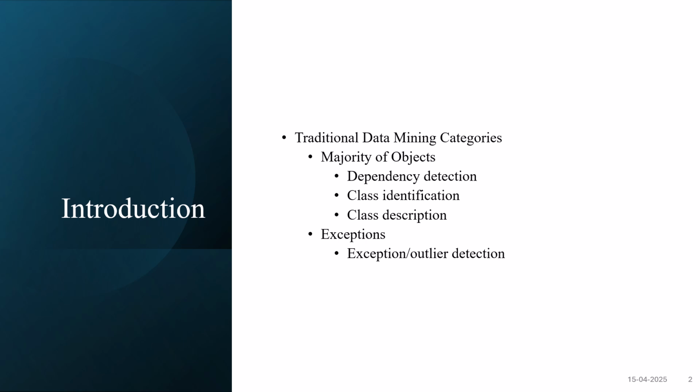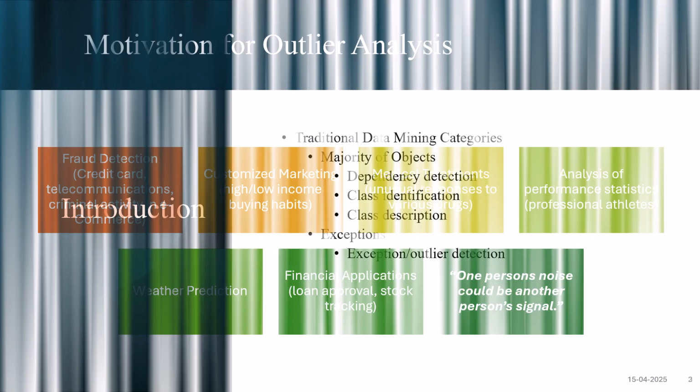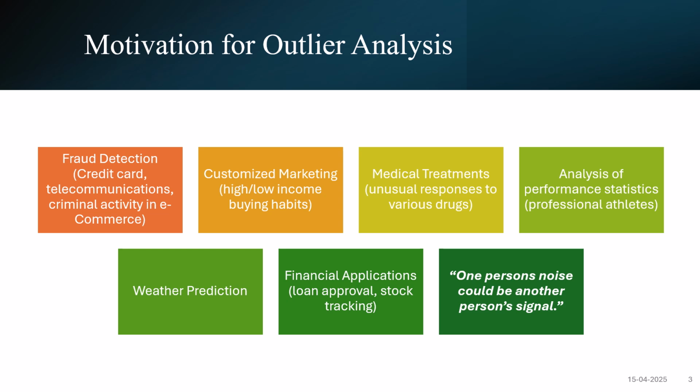Majority of the objects contain dependency detection, class identification, class descriptions, and exceptions or outlier detection or outlier analysis. The first one, fraud detection. It includes credit card, telecommunications, criminal activity in electronic commerce, customized marketing, medical treatments, analysis of performance statistics, weather predictions, financial applications like loan approval and stock tracking. So these are all the applications involved. This is the motivation for the outlier analysis.